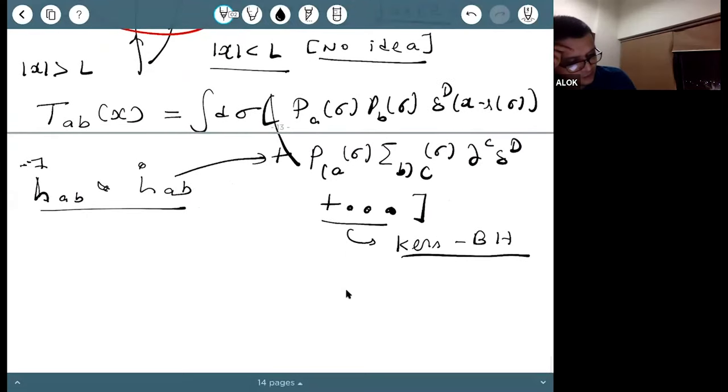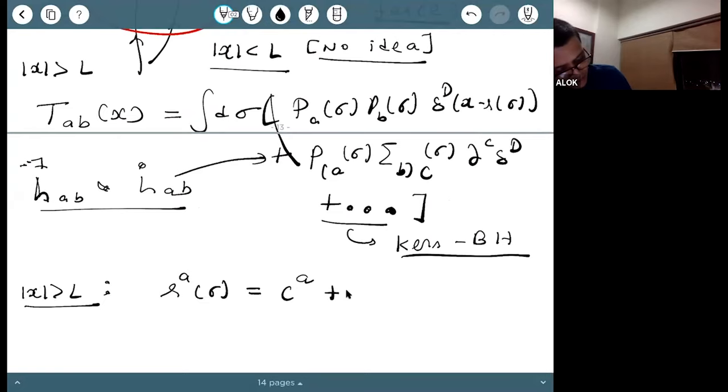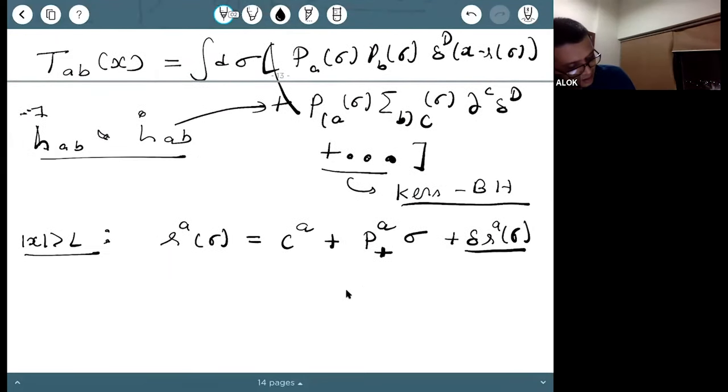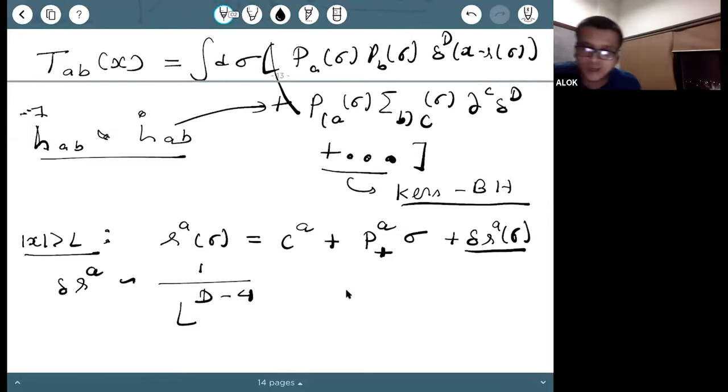And now suppose that for mod x greater than L, we parameterize our trajectory as R^a(sigma) equal to some C^a, I will explain what C^a is in a minute, plus the asymptotic momenta P^a sigma, plus some deviation vector delta R^a(sigma). Now you can quickly check, sorry, because I don't have time, I just quickly summarize that this error, delta R^a, the deviation from the free trajectory, goes as 1 over L to the d minus 4, if you only have long range forces.